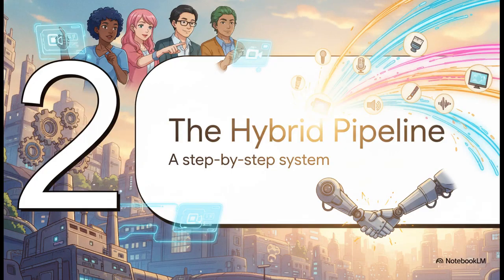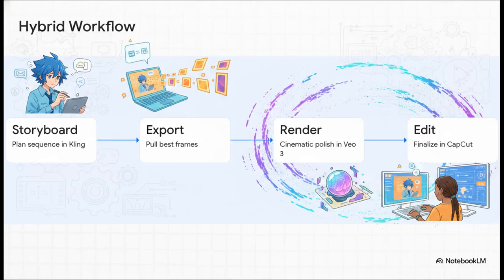Section 2, the hybrid pipeline. A step-by-step masterclass. So the absolutely crucial point here is knowing exactly how to seamlessly hand off between these tools. This forms a highly effective 4-step system. First, structure the narrative skeleton in Kling. Second, export your brief. Third, add the cinematic soul in VO3. And finally, edit and distribute. Let's break these exact steps down so you can implement this workflow literally today.